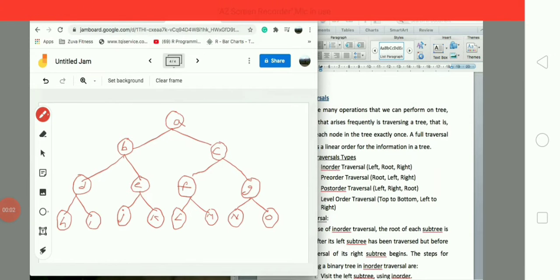Now let us discuss another tree traversal, that is pre-order. We can see the diagram representation of a binary tree. Before going to the example, let us split these subtrees.